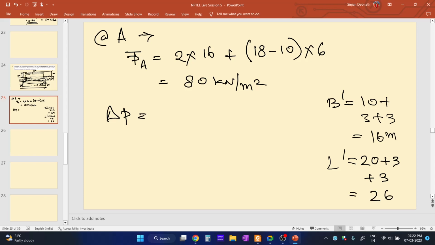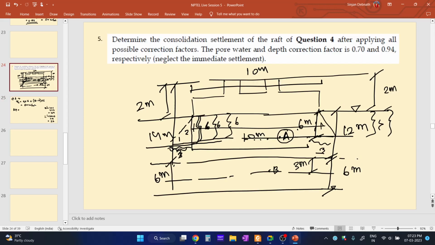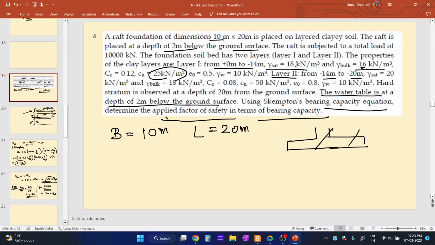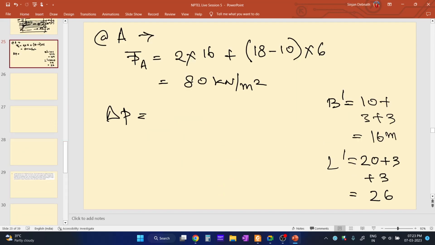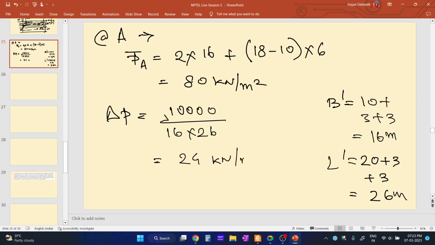So what is the additional stress that is acting at a depth of 6 meter below the base of the footing? What is the additional load? Additional load is 10,000 kilonewton. So it will be 10,000 divided by 16 multiplied by 26, which is the effective area. So if you calculate this, the additional stress will be 24 kilonewton per meter square. Okay.